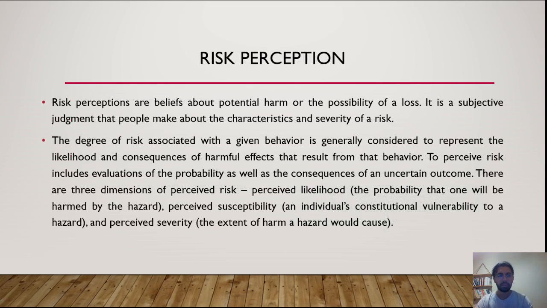Risk perception. Risk perceptions are beliefs about potential harm or the possibility of a loss. It's a subjective judgment that people make about the characteristic and severity of a risk. The degree of risk associated with a given behavior is generally considered to represent the likelihood and consequences of harmful effects that result from that behavior. To perceive risk includes evaluations of the probability as well as the consequences of an uncertain outcome.